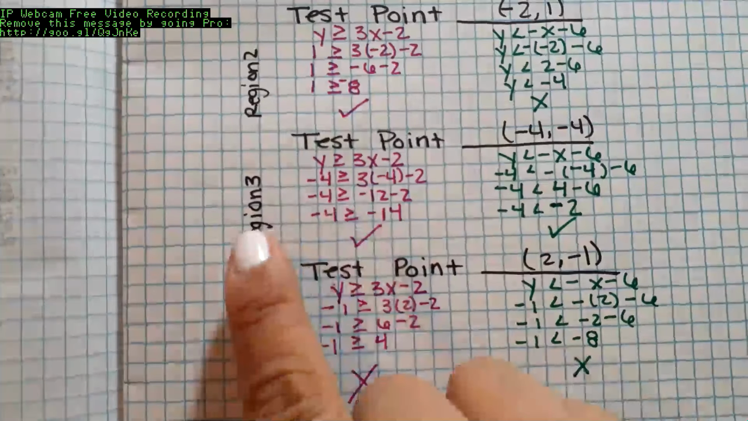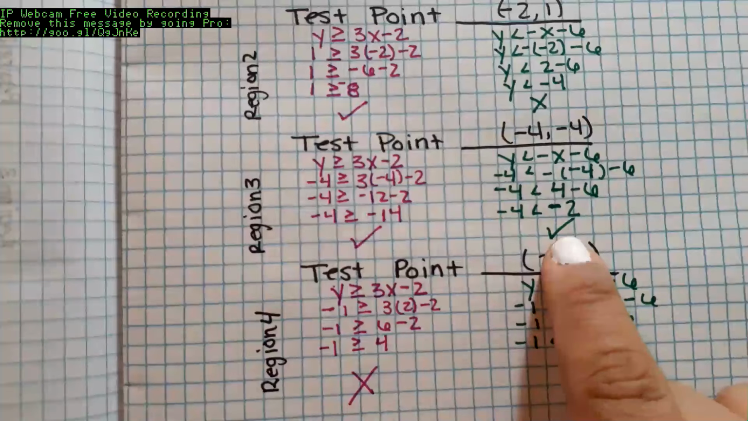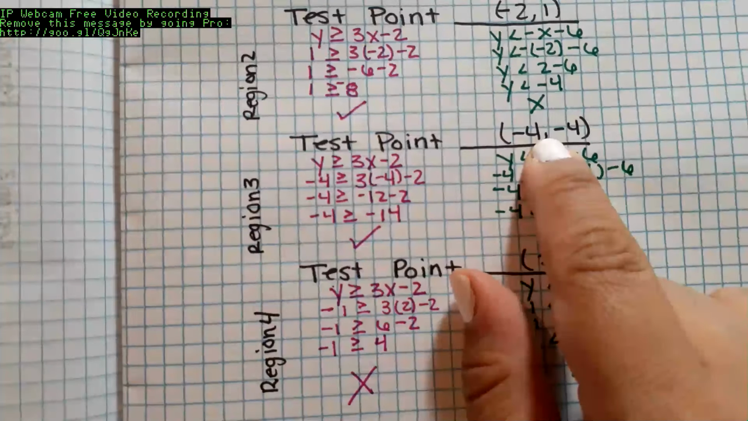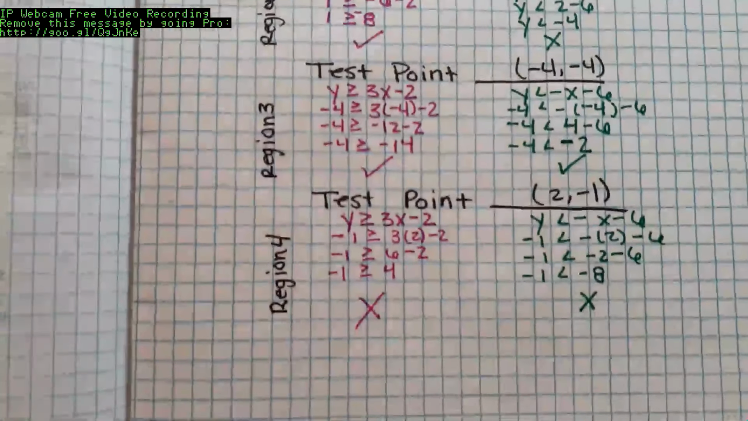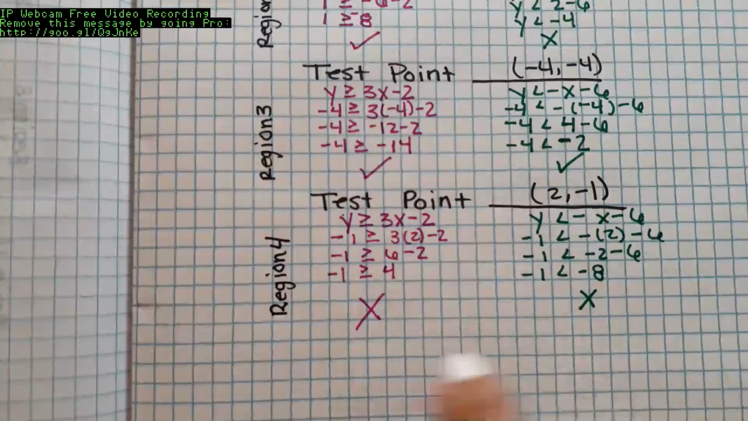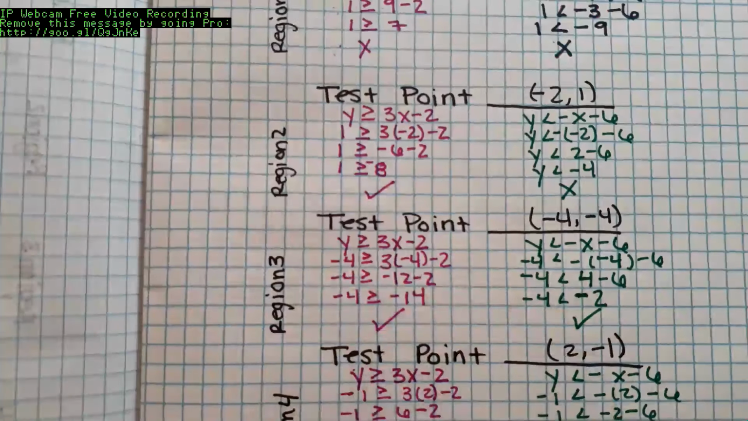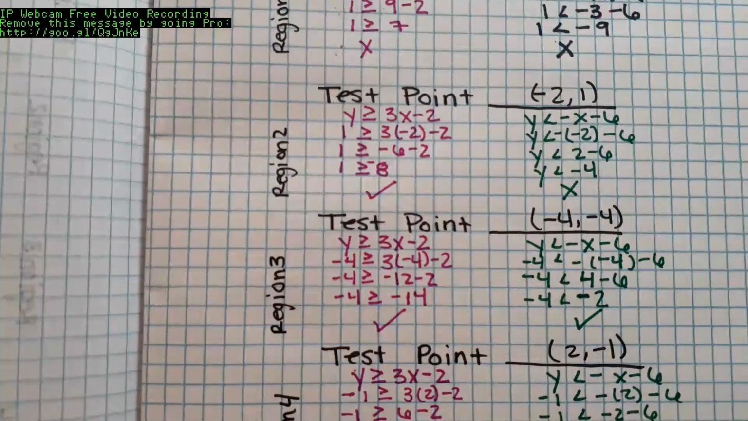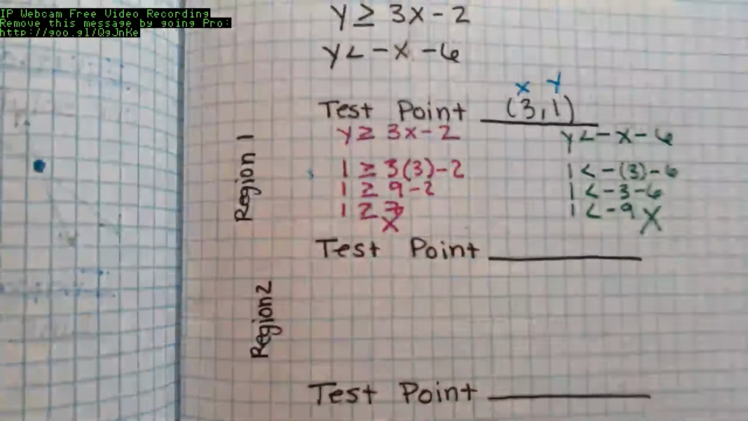So we found out in our region 3, both of these statements were true, which means this point is in our solution set, which correlates exactly with what we shaded. And of course, our last test points failed. So we know for sure that this is the correct shading that we did for the graph. So what we're going to do is put into practice what we did.